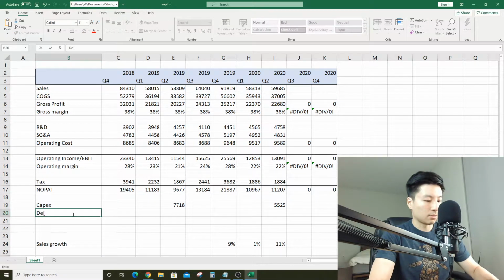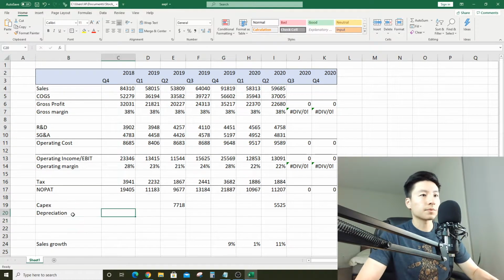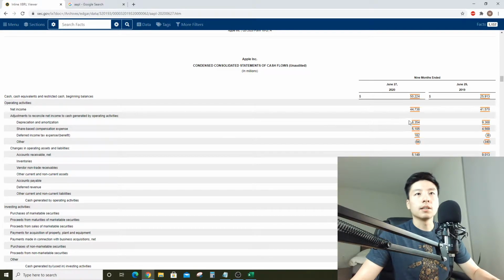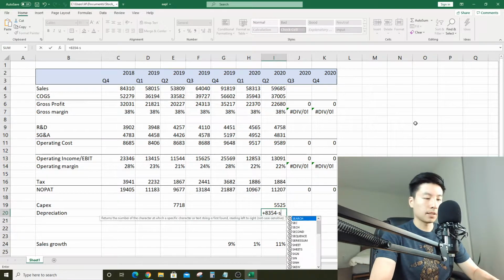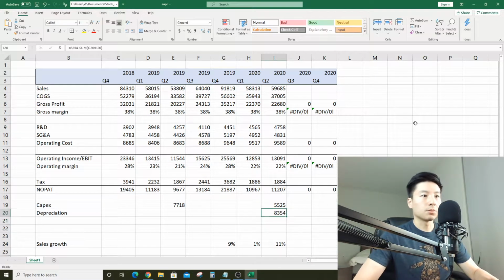Okay, so I'm going to type here depreciation, and it's 354 minus the two quarters prior.